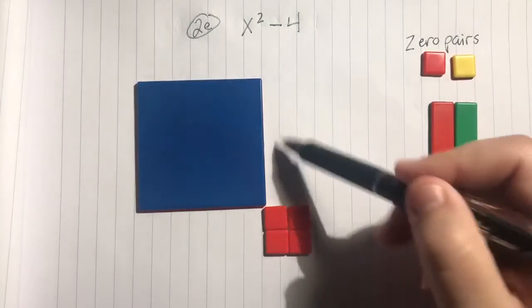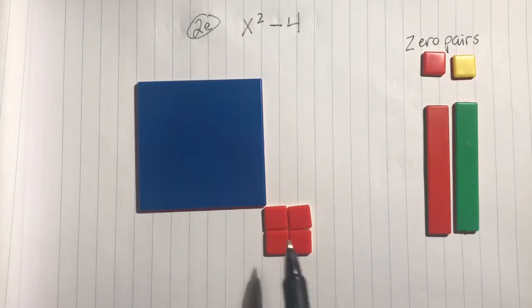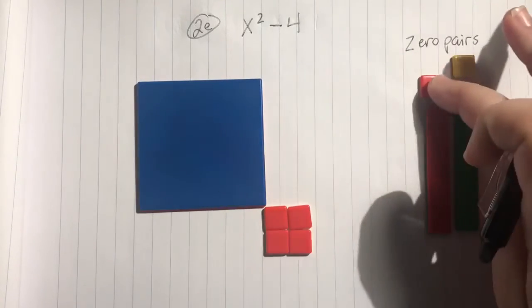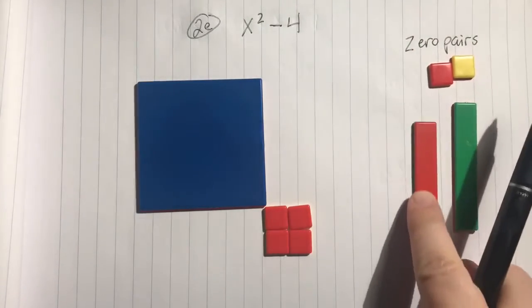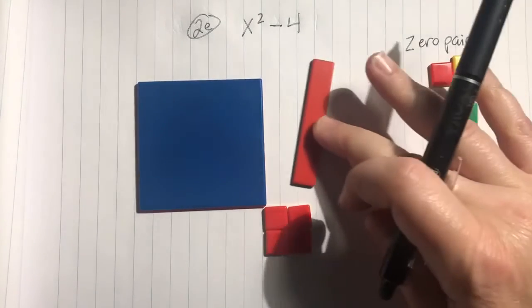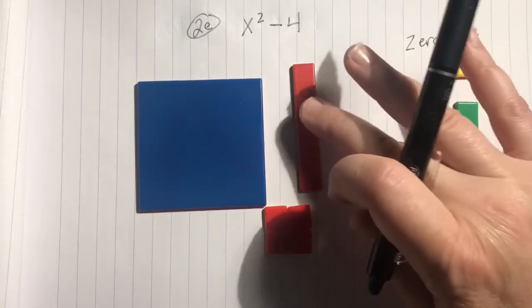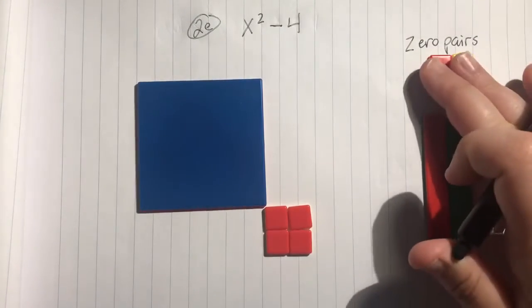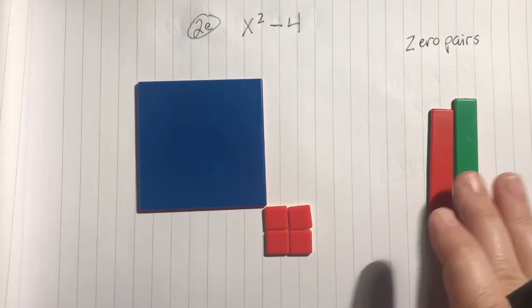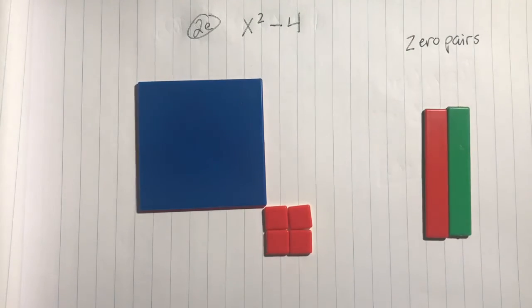So what do I need to fill in right here? Now, obviously, we can't use these guys because we don't know how long that is. But we can use these because the length here is also x, and x would fit perfectly right there. So we can't use those. We have to use these 0 pairs. Well, how many 0 pairs do we need?